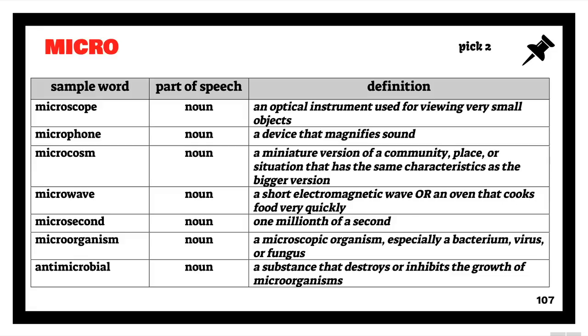Microscope is a noun. It's an optical instrument used for viewing very small objects. Microphone, microcosm, which is a noun and a miniature version of a community, place, or situation that has the same characteristics as the bigger version. Other words that use the stem micro are microwave, microsecond, microorganism, which is a noun. It's a microscopic organism, especially a bacterium, virus, or fungus. And finally, antimicrobial. Go ahead, pause the video, pick two that will help you remember what the stem micro means.